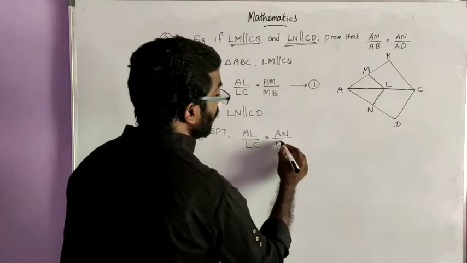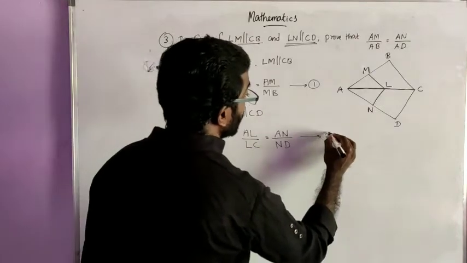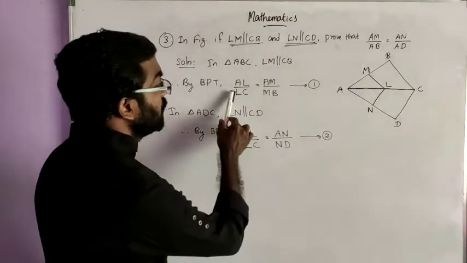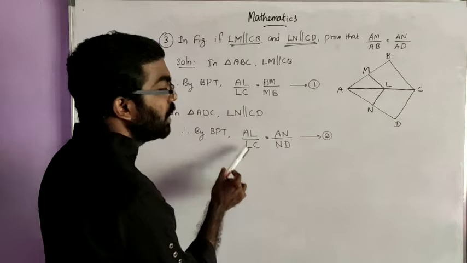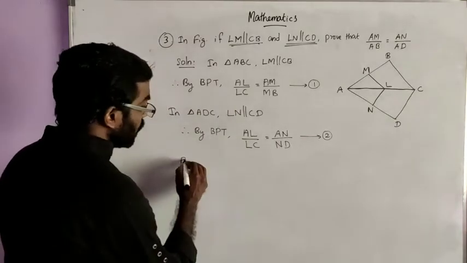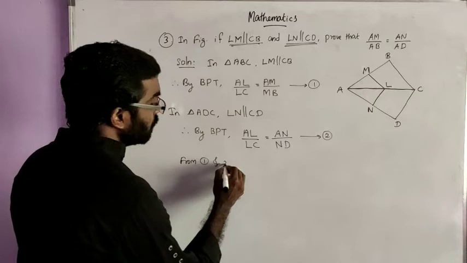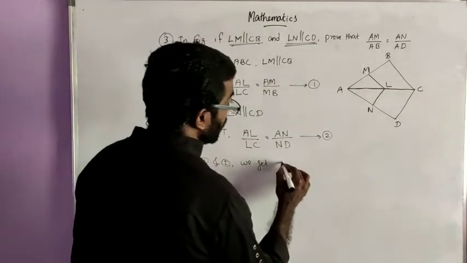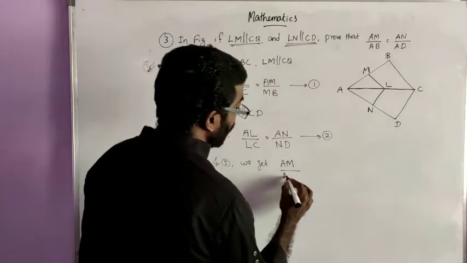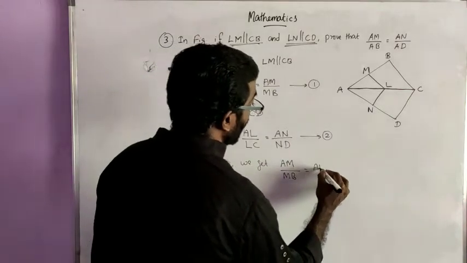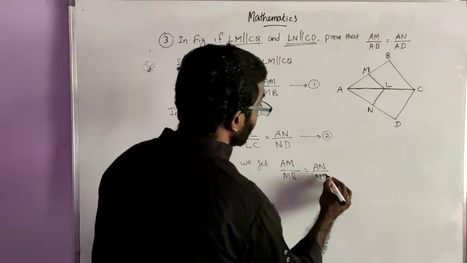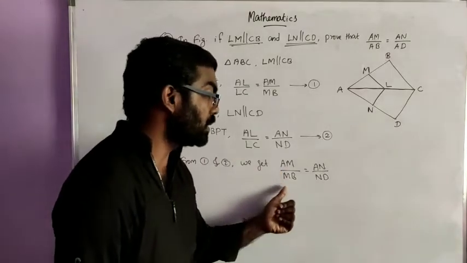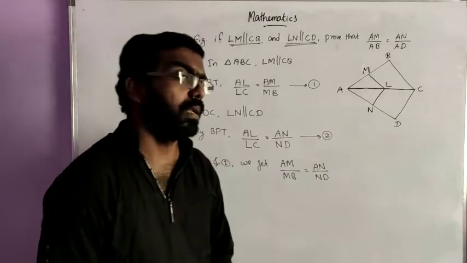AN by ND. Take it as equation number 2. Now we can compare both the equations. In both the equations, the LHS is same: AL by LC, here also AL by LC. So from 1 and 2, we get the RHS is equal, that is AM by MB equal to AN by ND. Okay. So now we get AM by MB is equal to AN by ND.